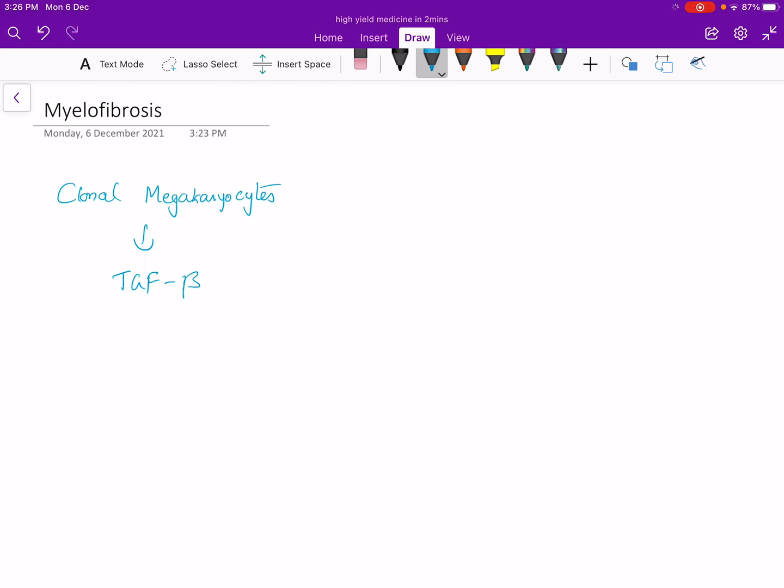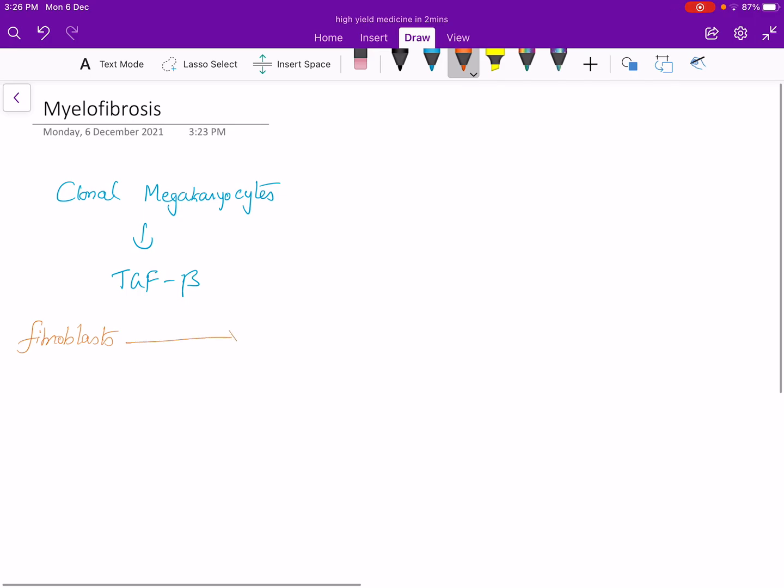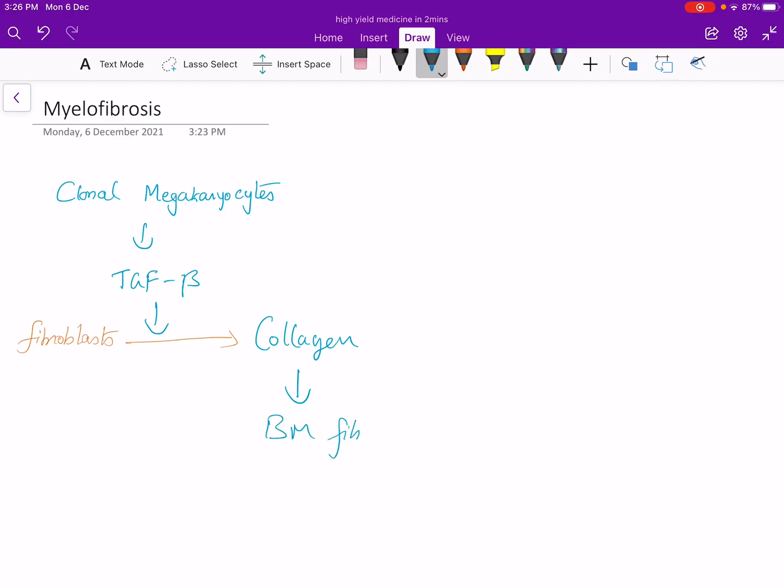And when they produce this transforming growth factor beta in the bone marrow, now see, all this is happening in the bone marrow. So in the bone marrow there are already fibroblasts, and when the fibroblasts see this transforming growth factor beta, they will produce collagen. Now this collagen keeps on accumulating in the bone marrow. And what happens in any body part where there is excessive collagen deposition? Fibrosis, so bone marrow fibrosis.